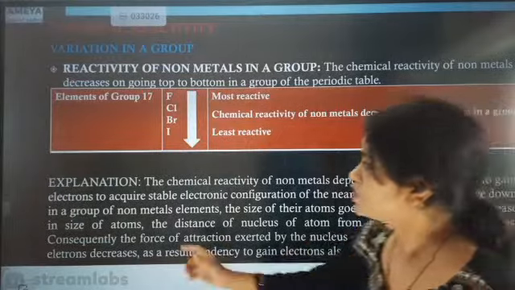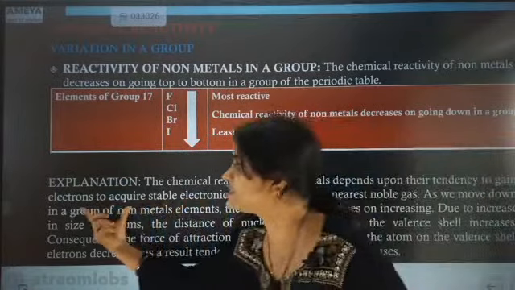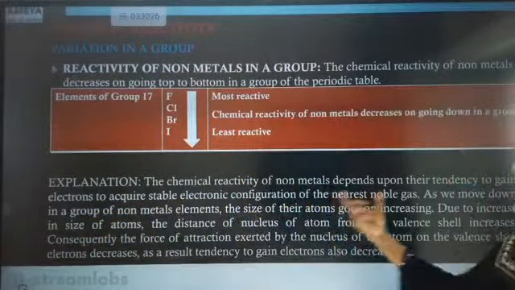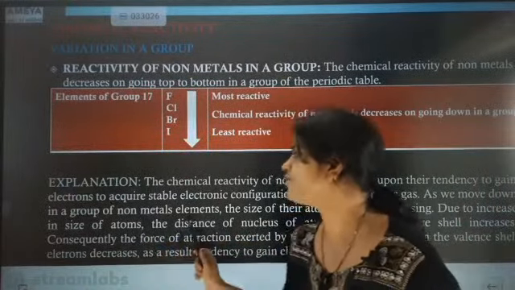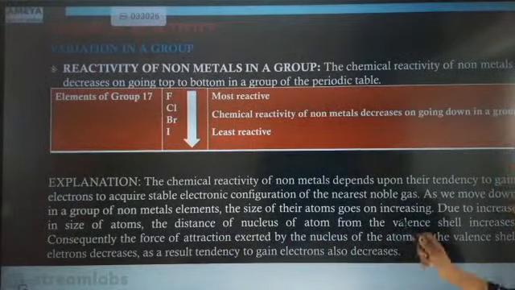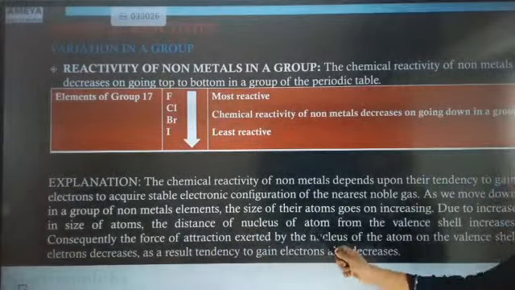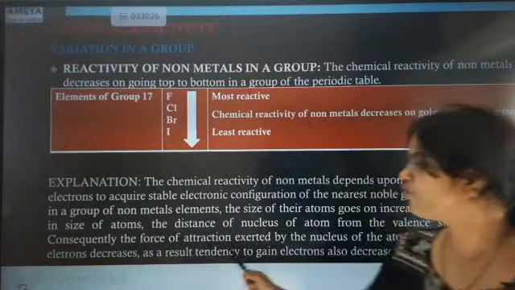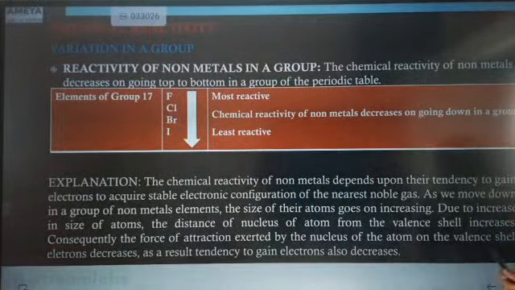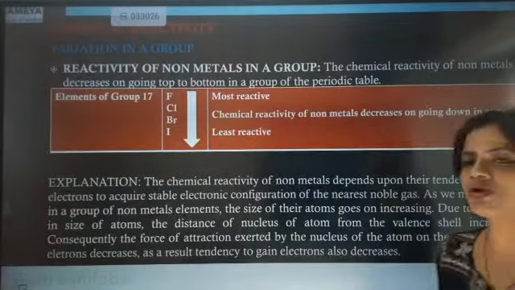Now you understood. The chemical reactivity of non-metals depends upon their tendency to gain electrons to acquire the stable electronic configuration of the nearest noble gas for this group. As we move down a group of non-metal elements, the size of their atoms goes on increasing. Due to the increase in size of the atom, the distance of the nucleus from the valence shell increases. Consequently, the force of attraction exerted by the nucleus on the valence shell decreases. As a result, the tendency to gain electrons also decreases.